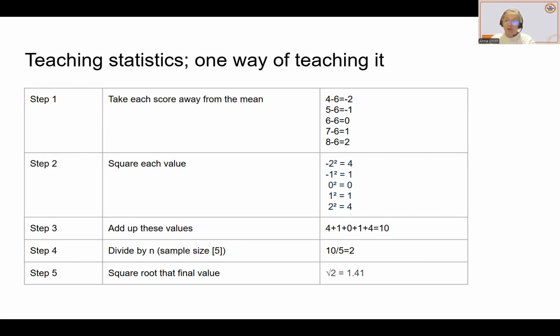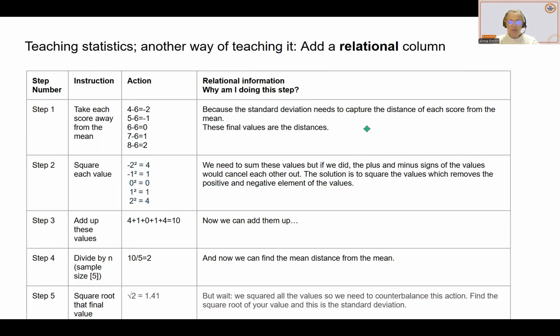Step 5, square root the final value. So the square root of 2 is 1.41. So that's my instrumental approach to the standard deviation. Not really very relational teaching at all. So how might I teach that in a relational way?